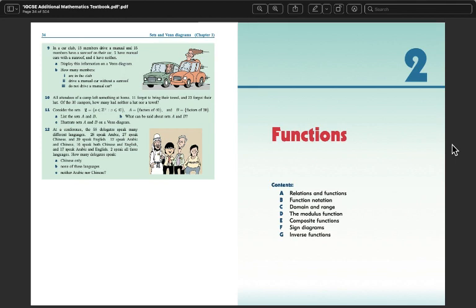In this video, we'll be starting with functions, which is now the first unit of the new 0606 syllabus, as the old set and Venn diagram unit is now removed. And let's get straight to it.